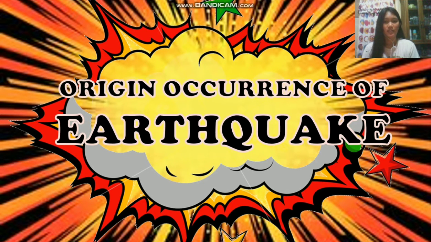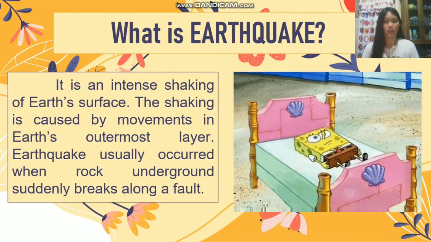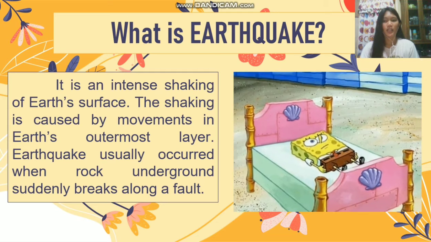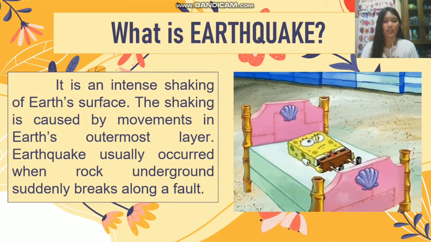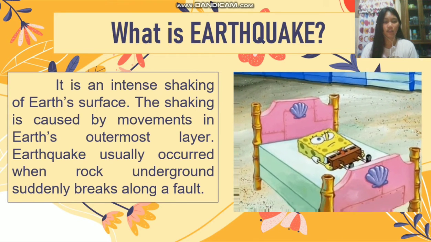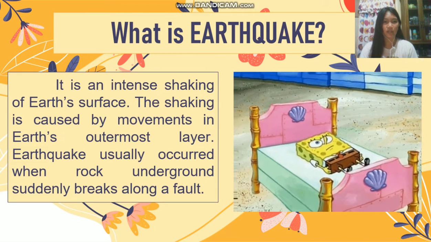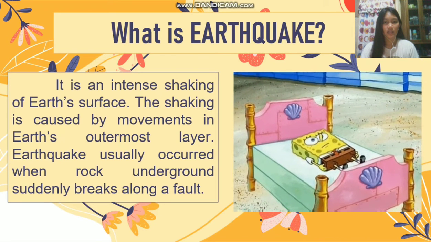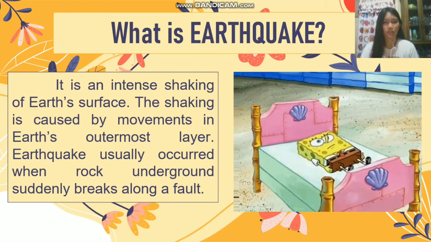So, first, what is an earthquake? It is an intense shaking of Earth's surface. The shaking is caused by movement in Earth's outermost layer. An earthquake usually occurs when rock underground suddenly breaks along a fault. Last August 31, we experienced a small tremor, and its epicenter was in Polomolok, South Cotabato, measuring magnitude 4.8.